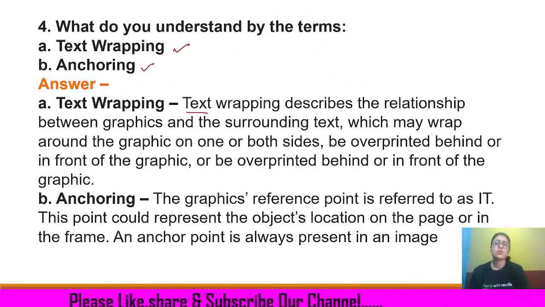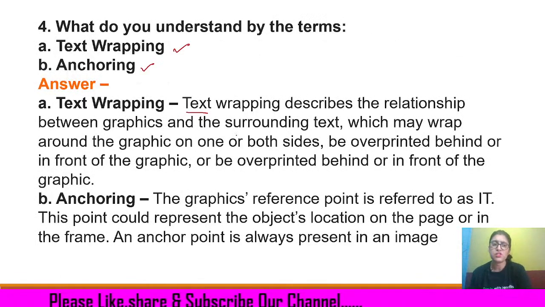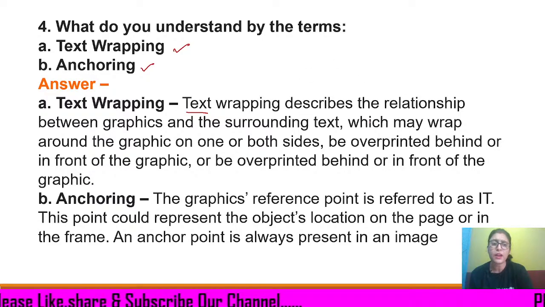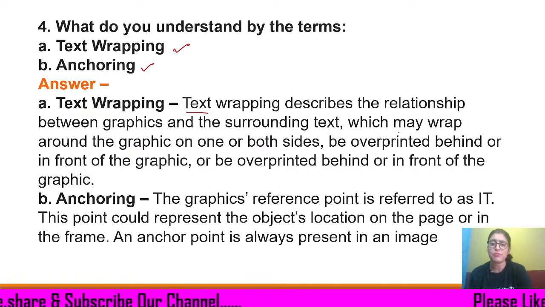That is called text wrapping. This describes the relationship between the graphics and the surrounding text, which is surrounding the graphics, which may wrap around the graphic on one or both sides. That means it can be one side, it can be both sides.